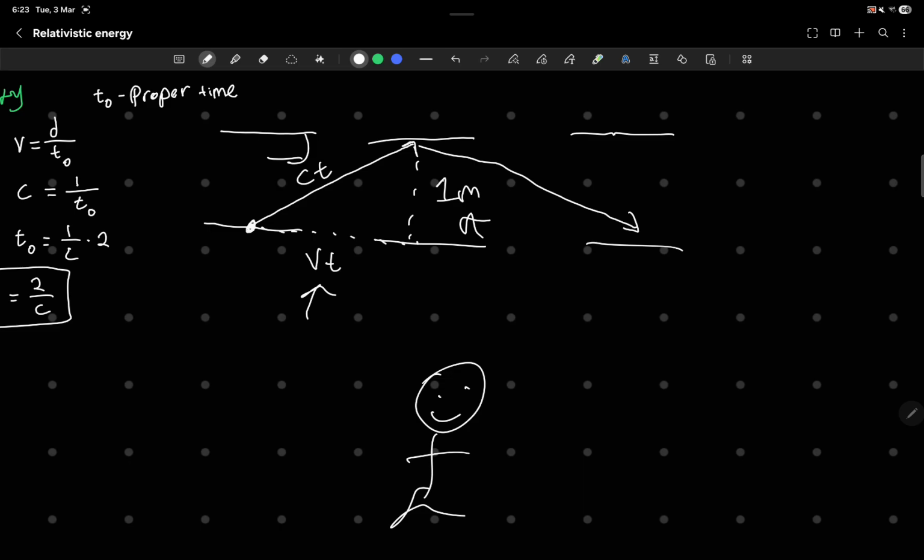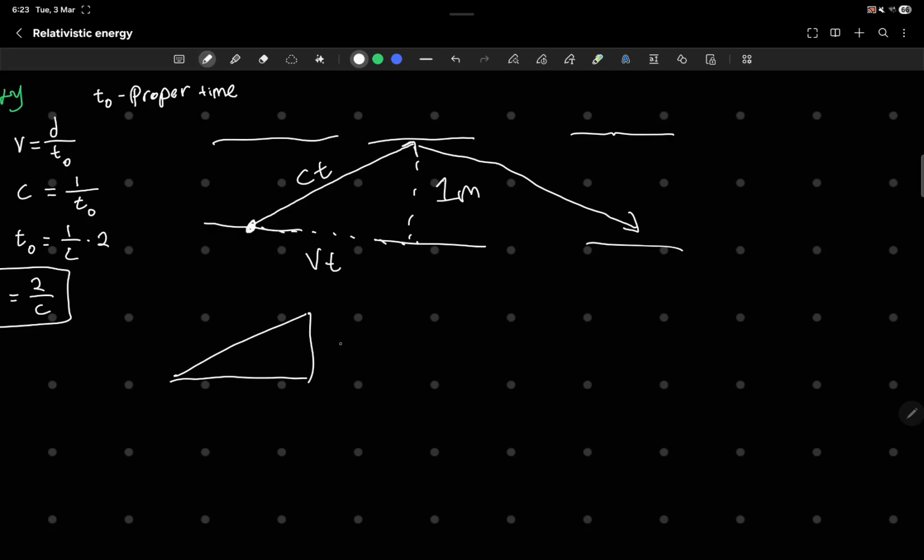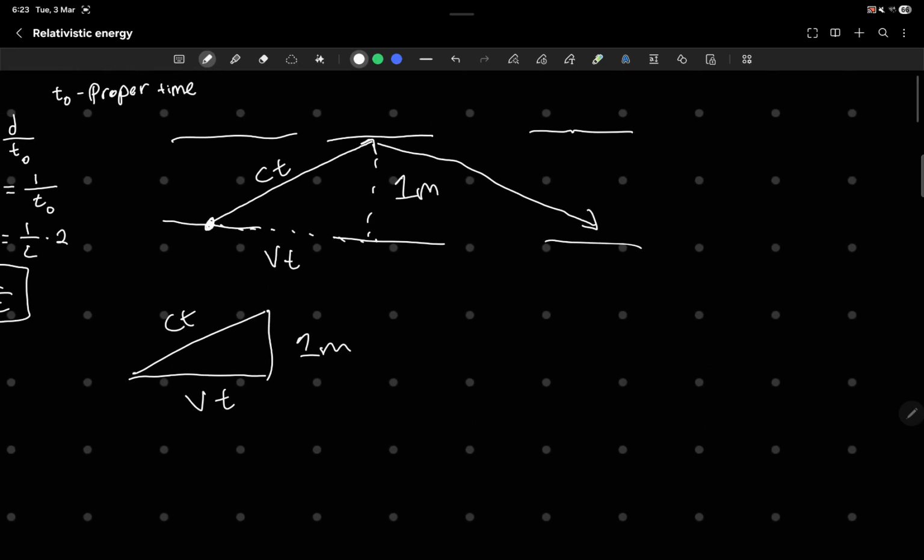Nice. So now what you might notice is that we actually have a right angle triangle, right? So our triangle looks like this: 1 meter, velocity times time, and the speed of light times time. And so we can apply Pythagoras to this. The x component squared plus the y component squared will give us the hypotenuse squared. So if we write that out, we get v squared t squared plus 1 is equal to c squared t squared.